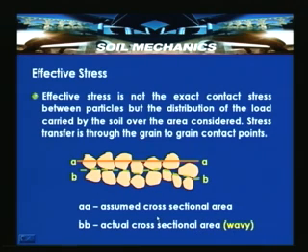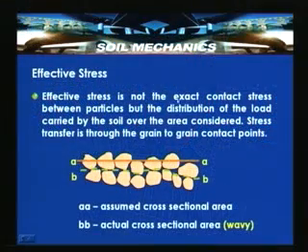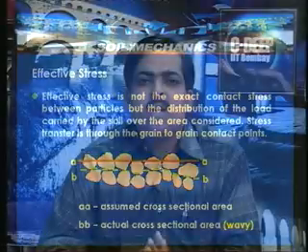So, while determining the stress at a particular depth, BB is approximated as AA, and we determine an average stress acting over at grain to grain levels. When we take at grain to grain levels, the actual stresses are very, very high. So, what we discussed in this slide is that effective stress is not the exact contact stress between the particles, but the distribution of the load carried by the soil or the area considered. The stress transfer is through the grain to grain contact points.